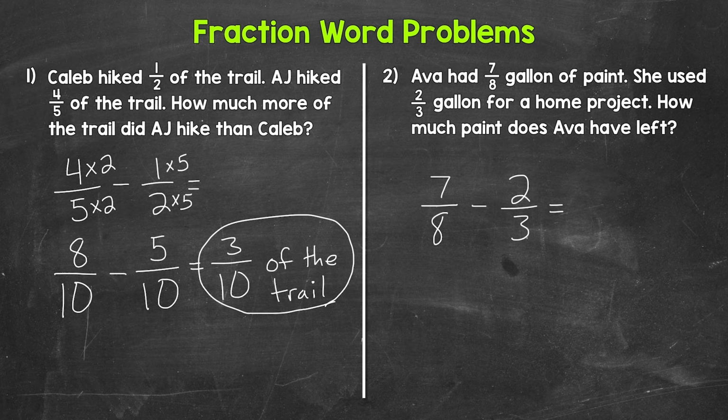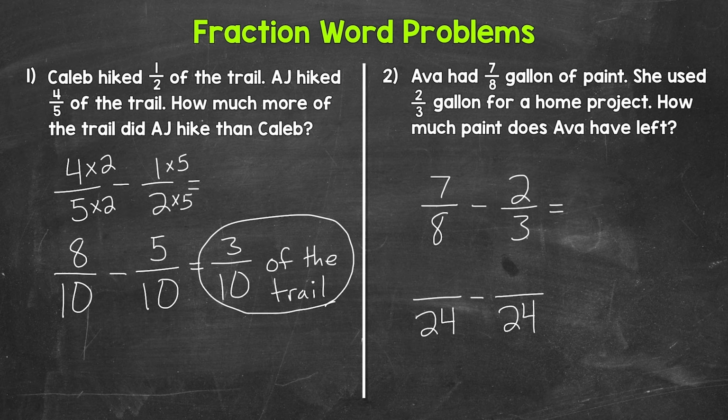Now, do we have a common denominator here? No, so we can't subtract yet. So we need to find a common denominator and rename these fractions with that common denominator. The lowest common denominator for 8 and 3 is 24. So let's rename both of these fractions with that common denominator of 24.